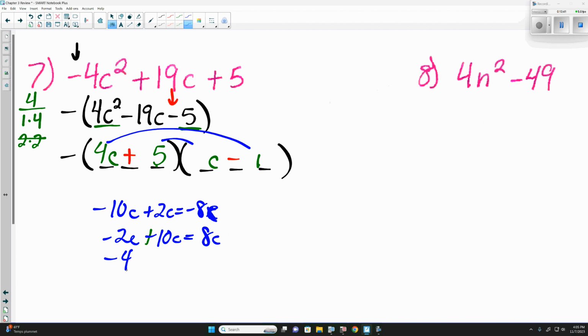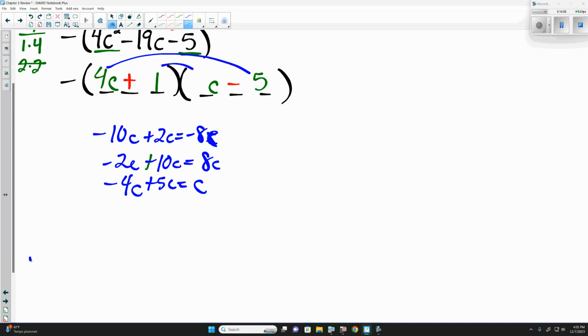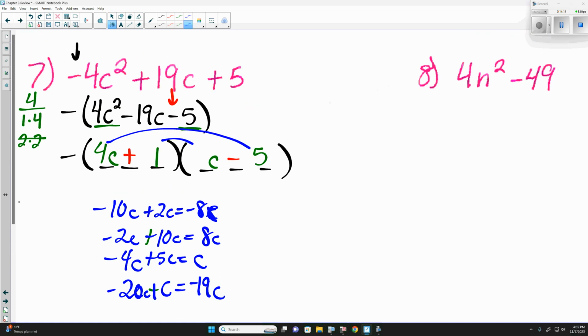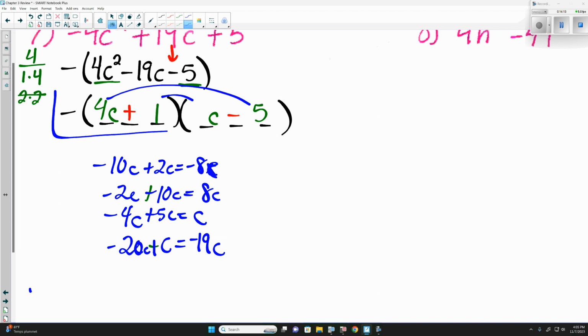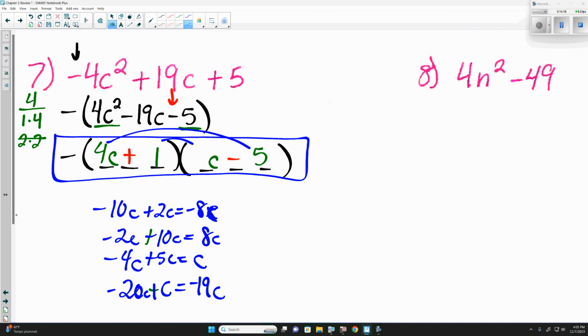4c times negative 1 is negative 4c. 5 times c is plus 5c, giving us positive c. Okay, that didn't work. Last possible arrangement. 1 and 5. We can check this here. 4c times negative 5 is negative 20c. 1 times c is plus c, giving us negative 19c. And that is indeed the middle term we want. So that is our solution there.